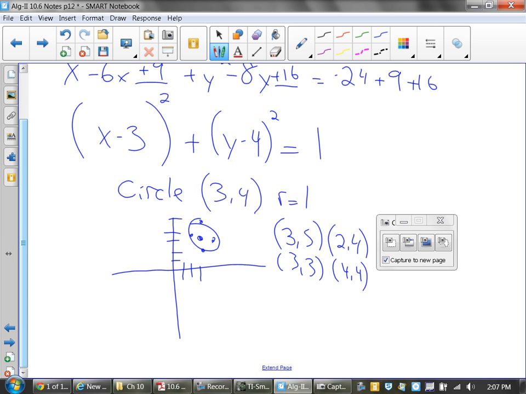You add 1 to the x, you add 1 to the y, subtract 1 from the x, you subtract 1 from the y. It's really easy with circles. Just do that.